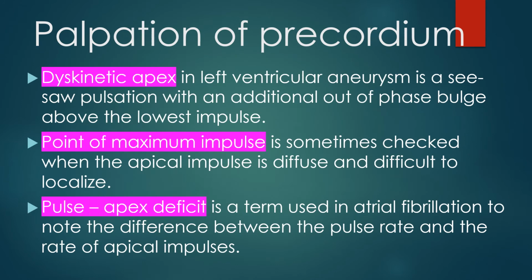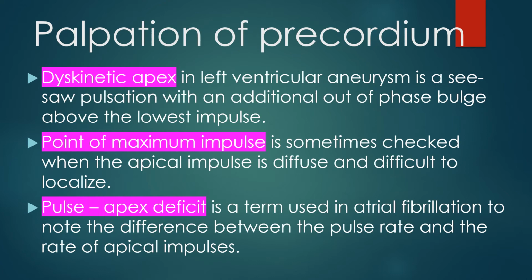Dyskinetic apex in left ventricular aneurysm is a seesaw pulsation with an additional out-of-phase bulge above the lowest impulse. Point of maximum impulse is sometimes checked when the apical impulse is diffuse and difficult to localize.